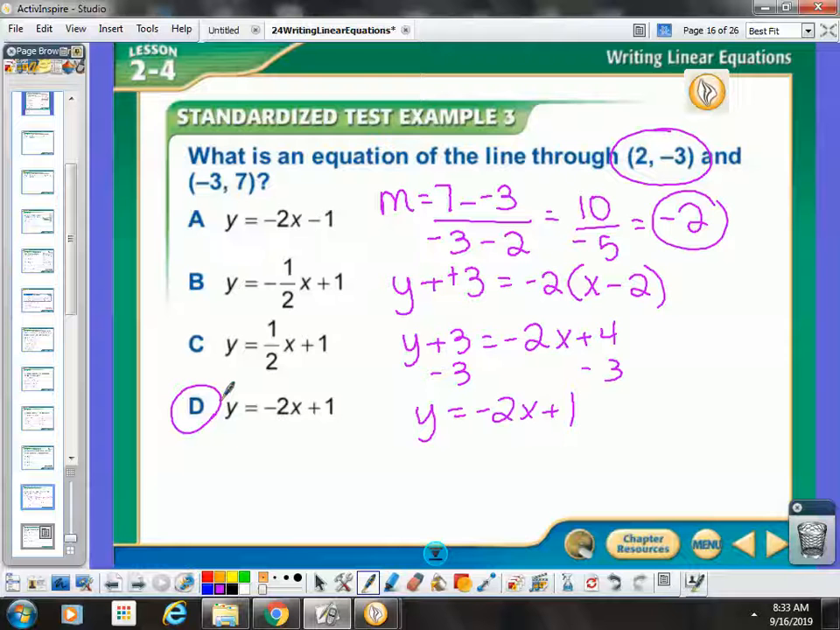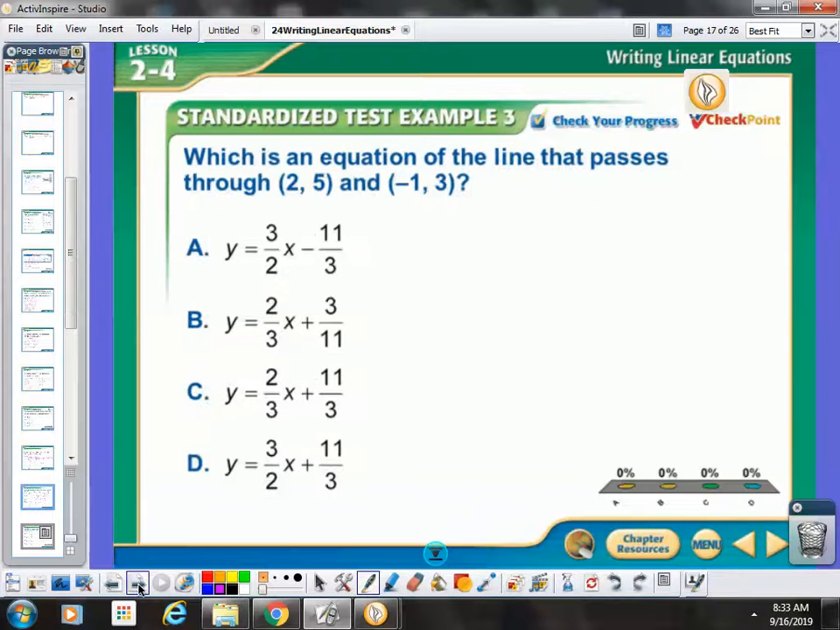Alright, let's do one more. This will be our last one for today. So we have the points 2, 5 and negative 1, 3. We want to write the equation of the line. And again, I don't care if you use slope intercept form or point slope form. But if we have two ordered pairs, we first have to find the slope. Okay, so let's start with that. So we do 3 minus 5 divided by negative 1 minus 2. 3 minus 5 is negative 2 over negative 3, which is a positive 2/3.